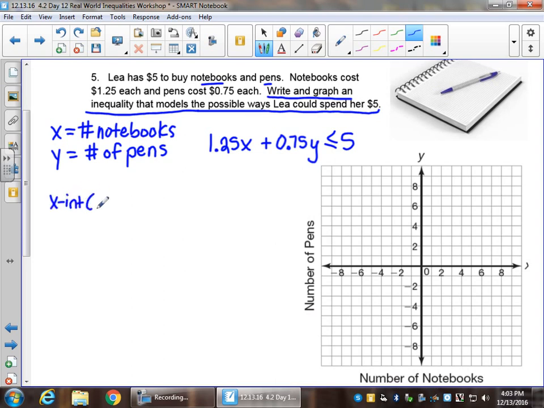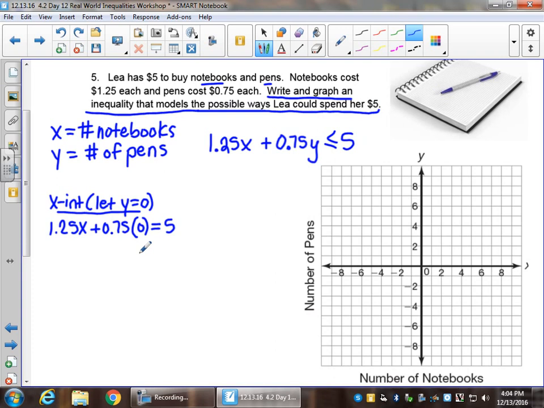X-intercept, let y equal 0. What's nice about that is it's just 10 letters and numbers, not hard to write. But what's great about it is an amazing set of directions. To find the x-intercept, let y equal 0. So let's do that. 1.25x plus 0.75 times 0 equals 5.